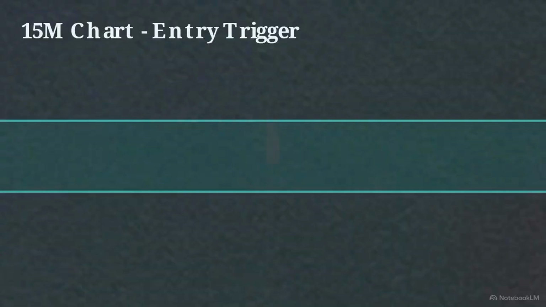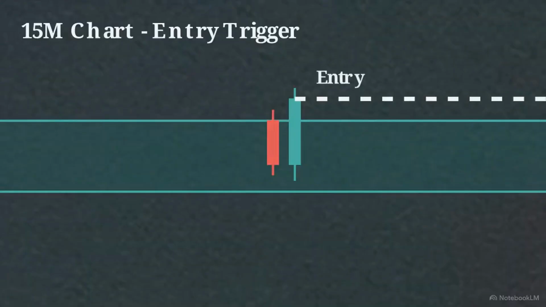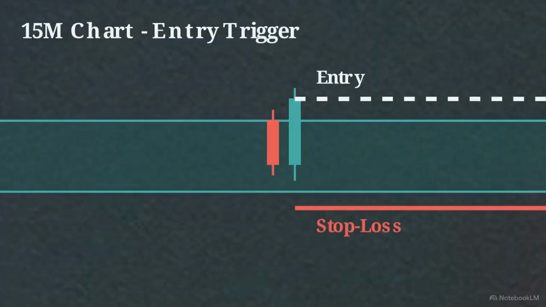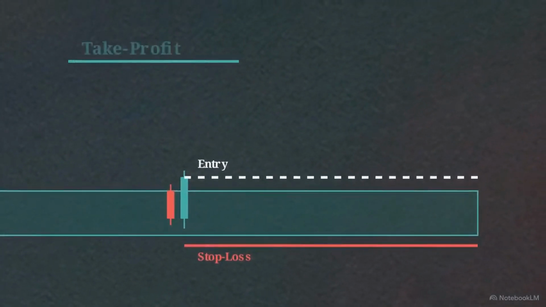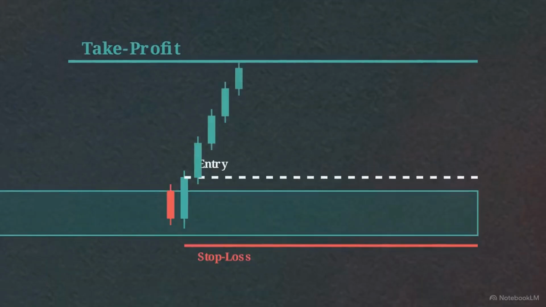As the price enters the zone, a bullish engulfing candle forms, signaling that buyers have regained control. We enter the trade at the close of this candle. We place the stop loss slightly below the entire demand zone to account for potential wicks. The take-profit target is set at the previous swing high. The trade follows the higher timeframe trend until the target is reached.